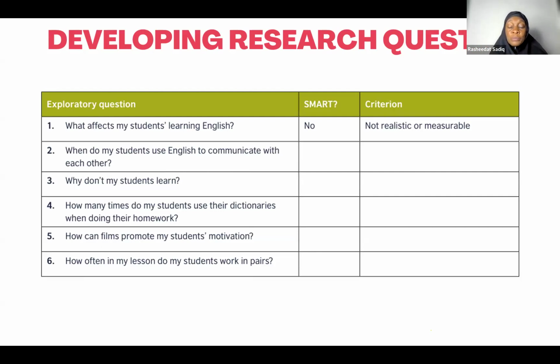How can films promote my students' motivation? Now, that question, it depends. It could possibly be better refined, but on its own, it's something that could help, but it's really also not specific. And then how often in my lesson do my students work in pairs? That is specific, that is measurable. All right, I hope we understand. So it's just to give us an idea of the different types of questions that we will ask while we are exploring the problem or the topic that we have identified.